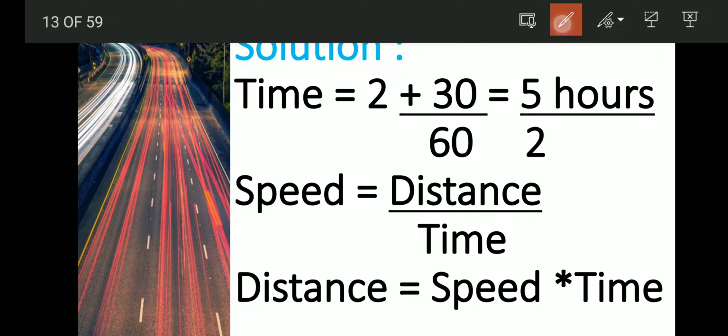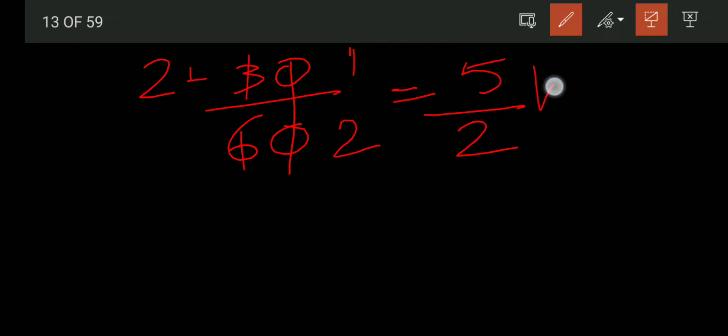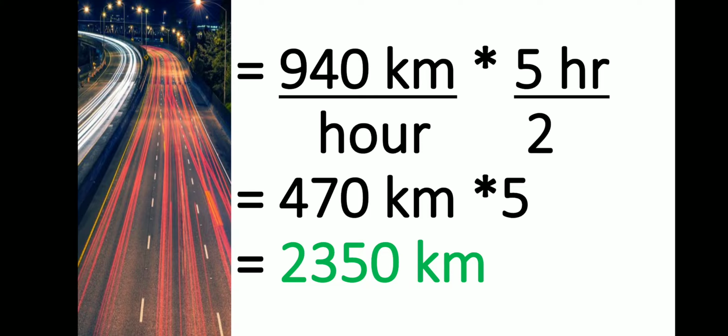I will show you how. 2 whole, it remains as it is, and then 30 by 60, 1 by 2. So 2 2s are 4 plus 1, 5 by 2 hours. We know the formula, speed is equal to distance upon time, and distance is calculated as speed into time. So we'll multiply speed 940 km per hour into time 5 by 2 hour, and we get 470 km into 5, and that is equal to 2350 km.